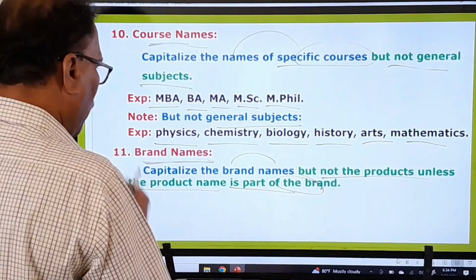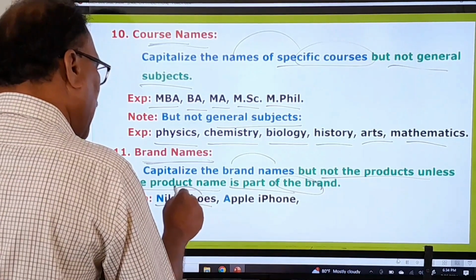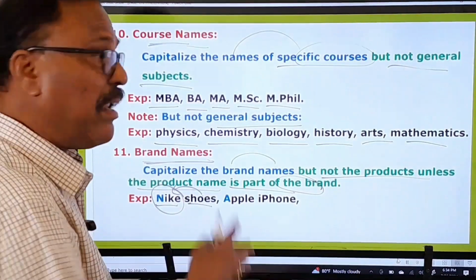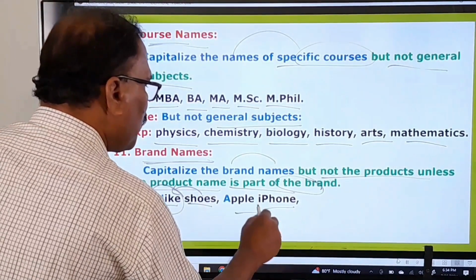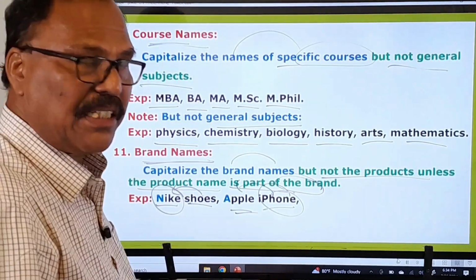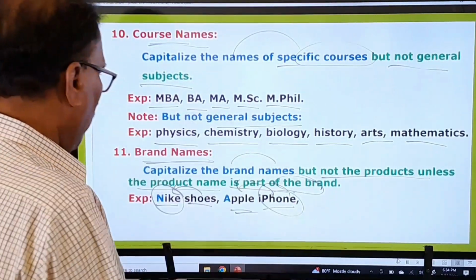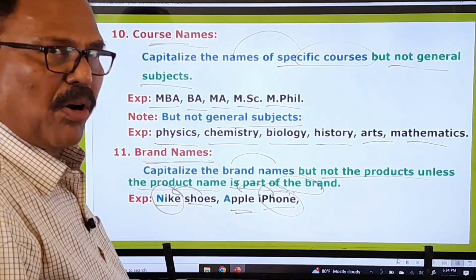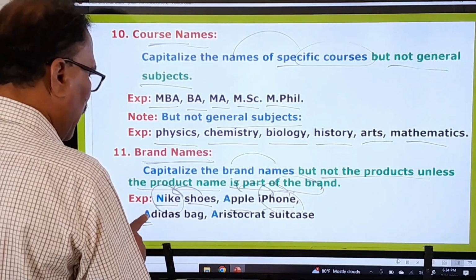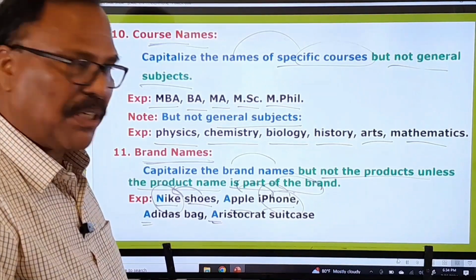Capitalize the brand names. Okay. Nike shoes. So here you are mentioning shoes, and at the same time the brand name also you are mentioning. So Nike shoes, what kind of shoes are they? Nike shoes. So Nike is capitalized. Apple iPhone. So here this is the product and this is the brand name. So the brand name is capitalized, but not the product. Of course they write the product that way only with a small i. It's a style. Okay. But here shoes is there. Are you capitalizing the product name? No. Yes, that's why it's there. Adidas bag. Okay, the brand name is capitalized, but not the product. Aristocrat suitcase is there. The brand name is capitalized, but not the suitcase.